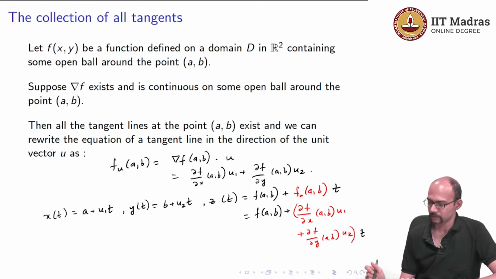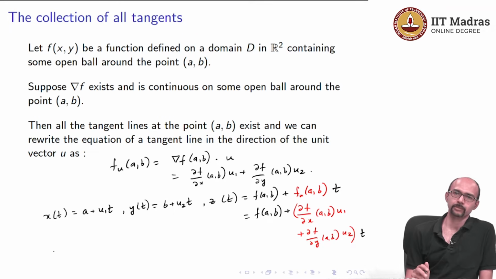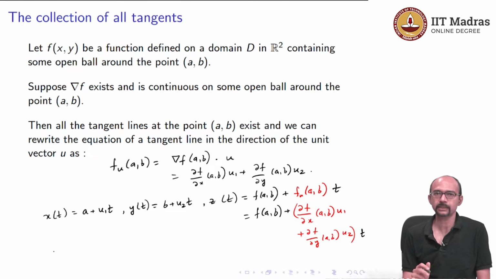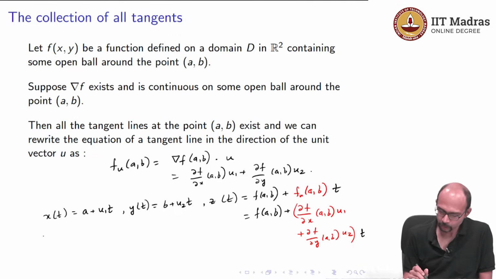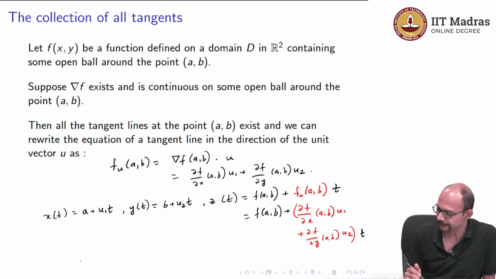What we are saying really is that if I know u1 and u2, this is actually a very easy equation in terms of u1 and u2, provided I know what my partial derivatives are. So, now this is how the parametric equations are for the tangent line in the direction of the unit vector u. Now notice something interesting here. If I look at z(t), I can really write it as a linear combination of x(t) and y(t). How do I do that?